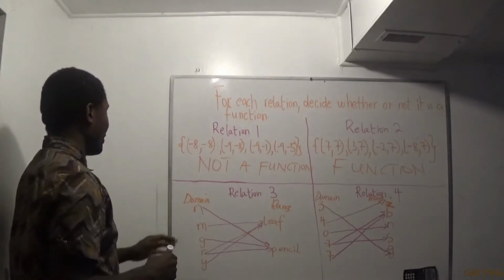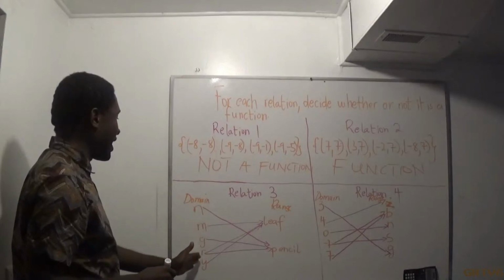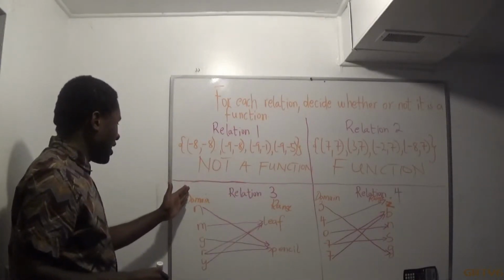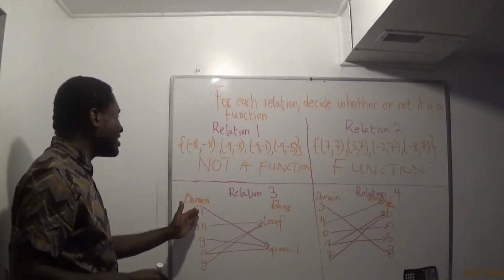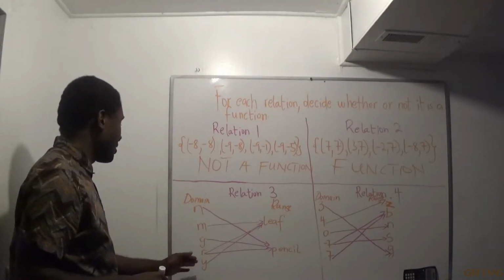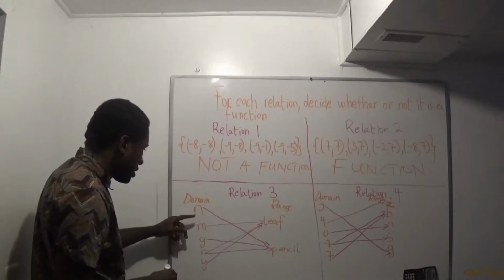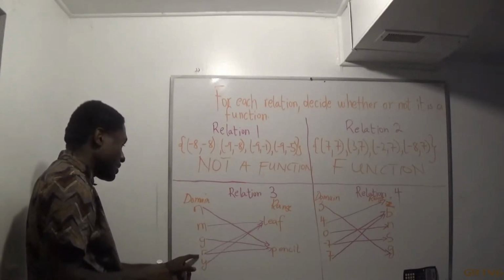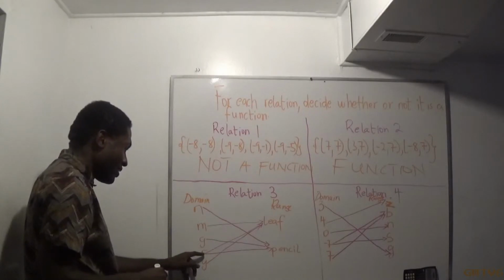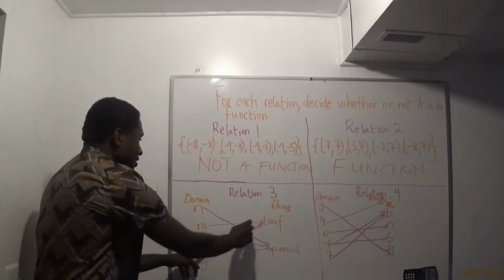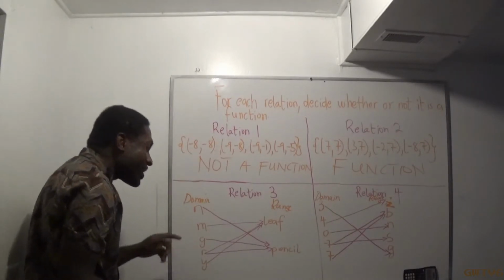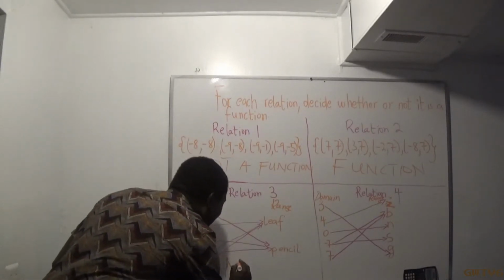What about this one? The domain is my x, the range is my y. So let me see if the domain, which is the x, is being used twice. This is used once, this was used once, this is used once, but this domain is used twice. It's going to leaf and it's going to pencil. So because it's being used twice, I would say not a function.